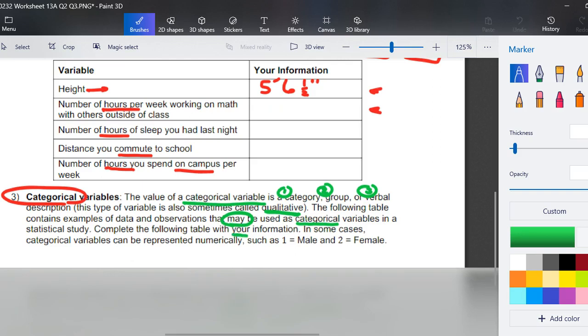Complete the following information table with your information, and in some cases, just note, the categorical variables can be represented numerically. They may say put a 1 for male and a 2 for female, and it allows different types of statistics to be run.